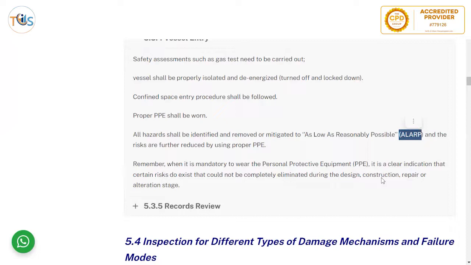Remember, when it's mandatory to wear personal protective equipment, PPE, it is a clear indication that certain risks do exist that could not be completely eliminated during the design, construction, repair, or alteration stage. So wearing PPE is actually a sign of danger. You shouldn't feel comfortable and safe when you are wearing PPE. It's just mitigating risk.